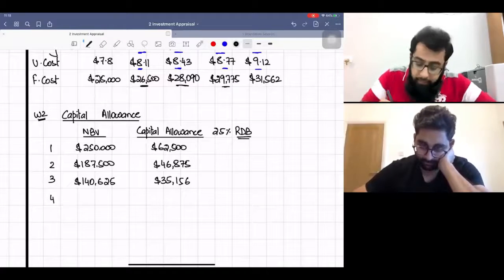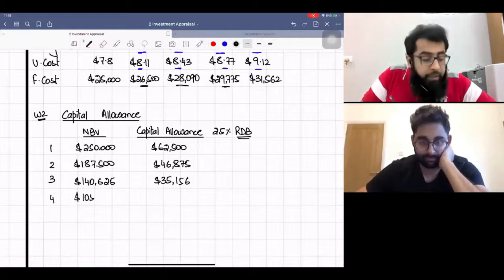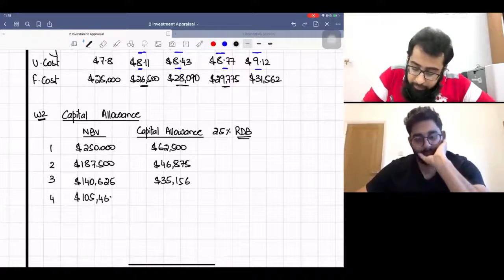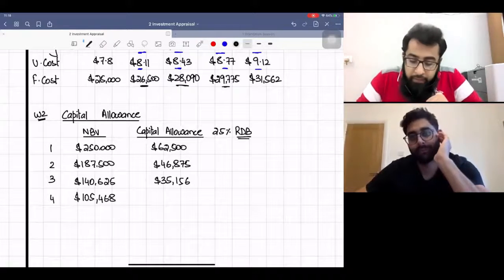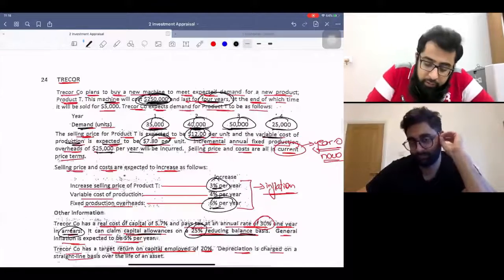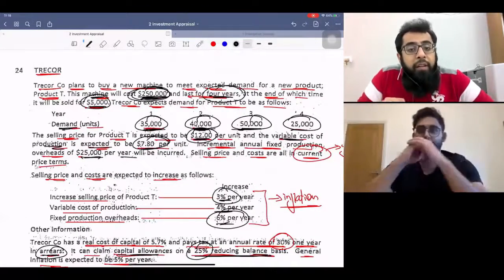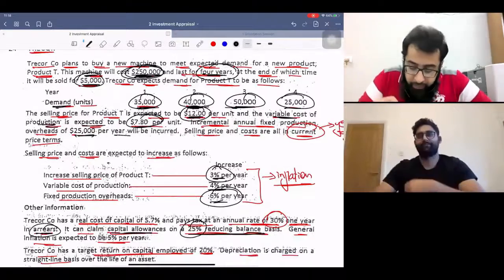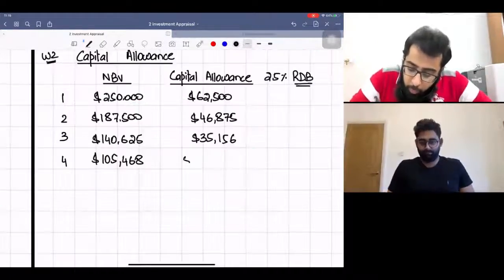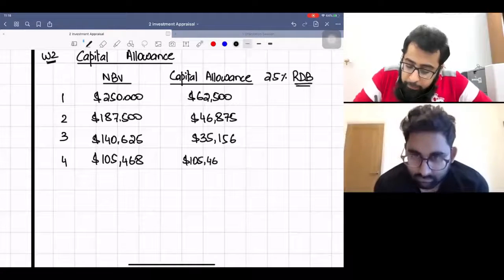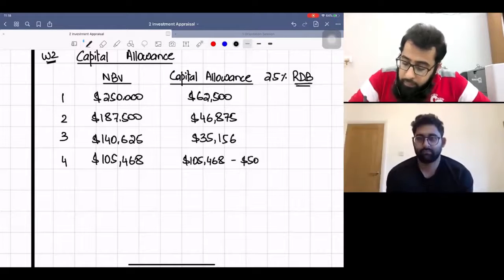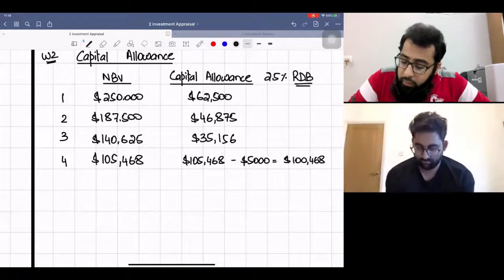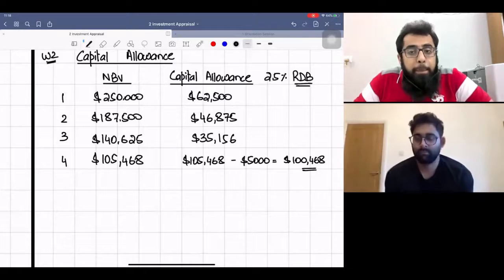Now in the last year, obviously you get the balancing allowance. Do you remember the balancing allowance? The remaining net book value will become the capital allowance. Now the scrap value of the machine is $5,000. When you sell this machine, you'll get $5,000. So how will I calculate the remaining net book value? 105,468 minus $5,000 will be $100,468. Now this will be your balancing allowance.